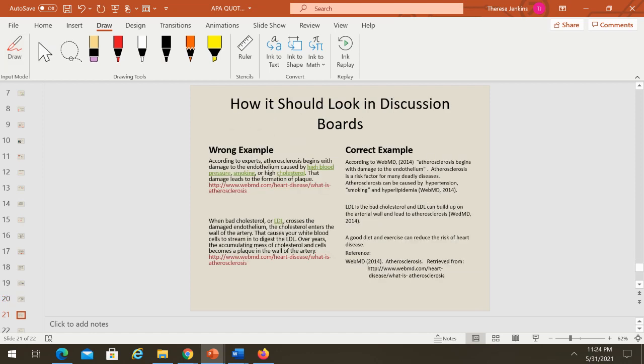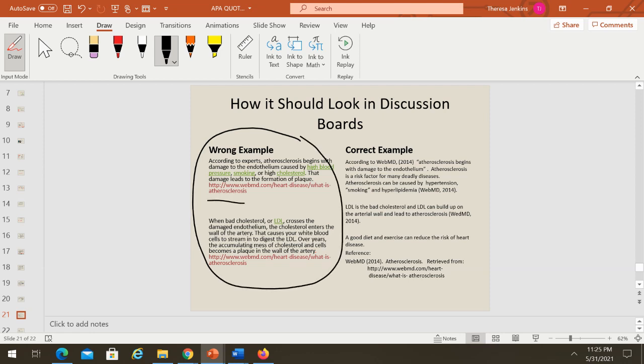Now, here's our wrong example that we looked at earlier where the student copies the website and puts in the URL. Let's refresh our memory. Remember, a URL is not a properly formatted reference or citation. The URL is the address for that particular website. The reference, there's different formatting for references depending on if it's a book, a website, or an article. And the citation is the author's last name and year.